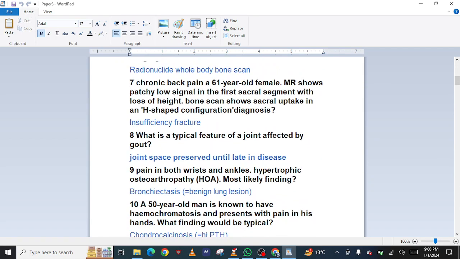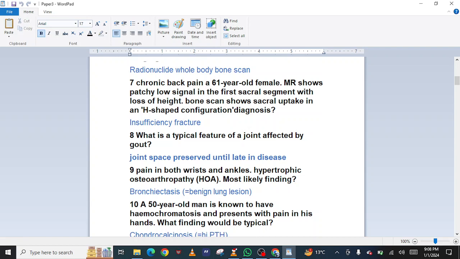7. Chronic back pain. A 61-year-old female. MR shows patchy low signal in the first sacral segment with loss of height. Bone scan shows sacral uptake in an H-shaped configuration. Diagnosis? Insufficiency fracture. 8. What is a typical feature of a joint affected by gout? Joint space preserved until late in disease.